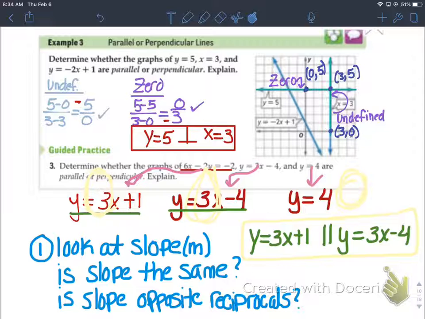Please write this down. You can pause the video here and then continue on to the next page for the last example.